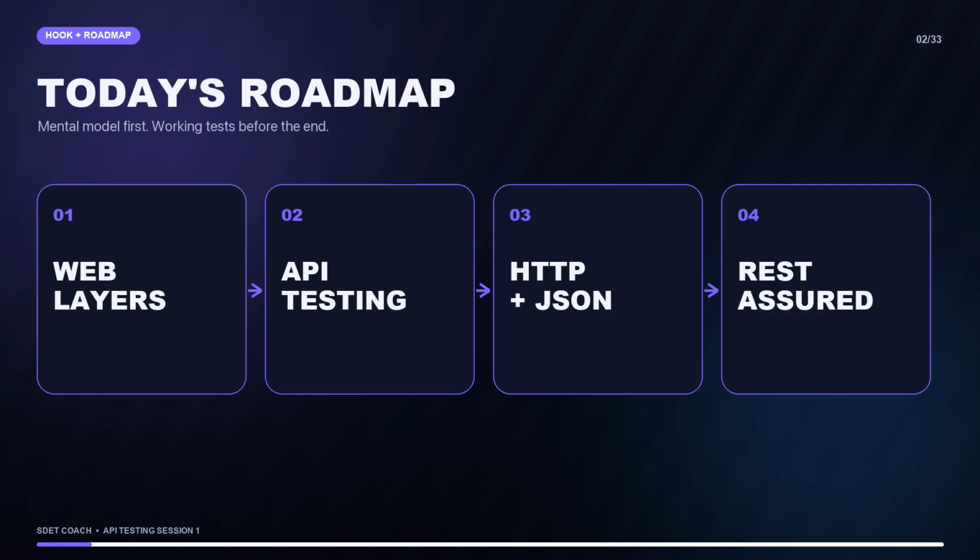Fourth, we will set up a small Maven project with Java, TestNG, and Rest Assured. Fifth, we will write a GET test, strengthen it with realistic assertions, and add a POST test. Notice the order. Tools come after concepts. A tool can help you send a request, but it cannot decide whether the response is correct. That judgment comes from understanding the contract.